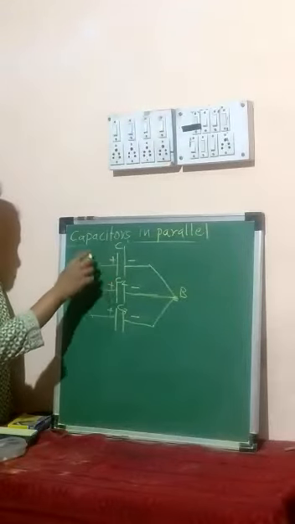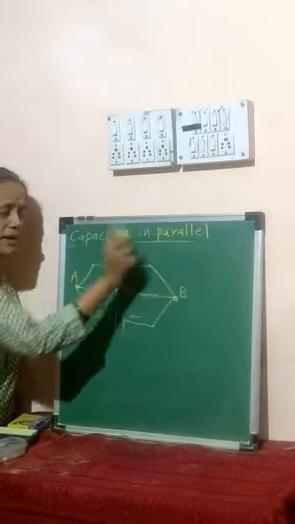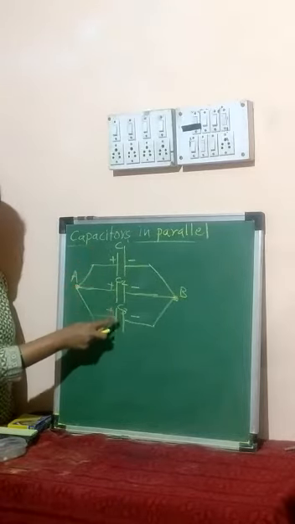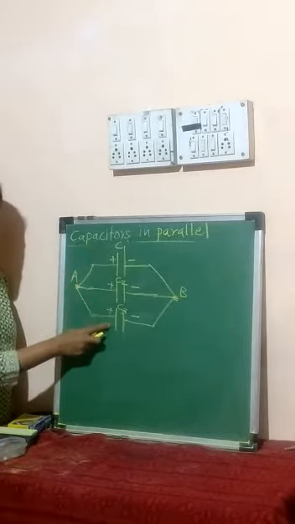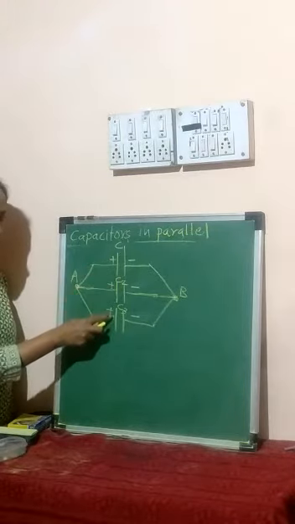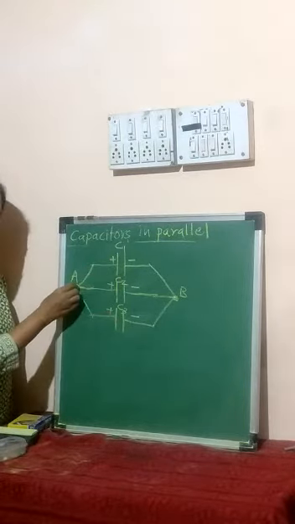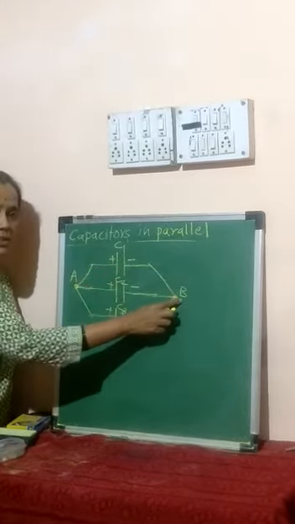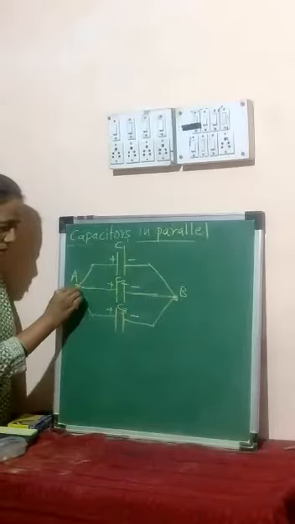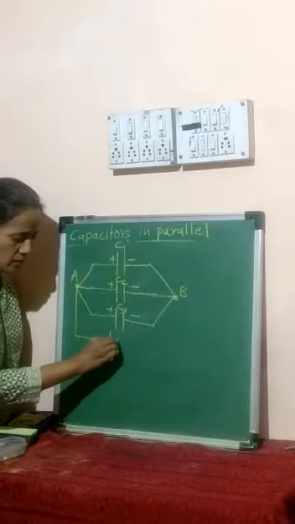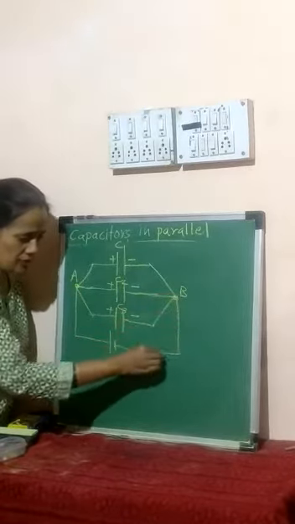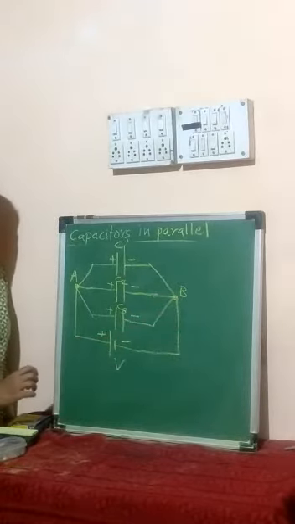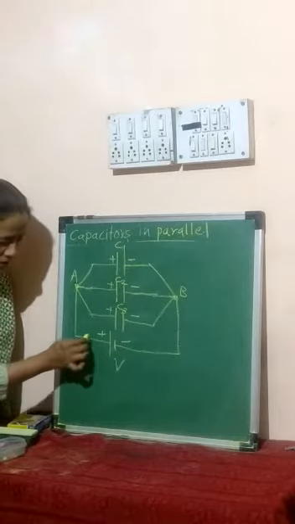We are going to consider capacitors connected in parallel. There are three capacitors, C1, C2 and C3. They are connected in such a way that the positive plate of each capacitor is connected at one point, and the negative plate of each capacitor is connected to another point. Across such a combination we connect a potential difference of V.